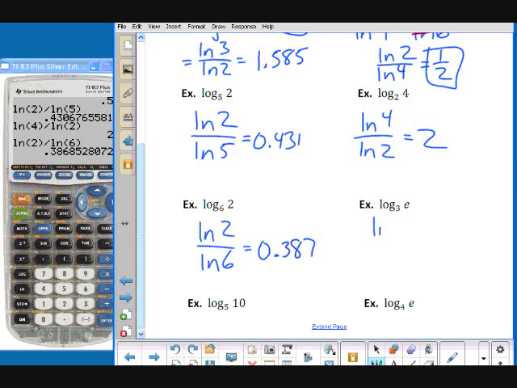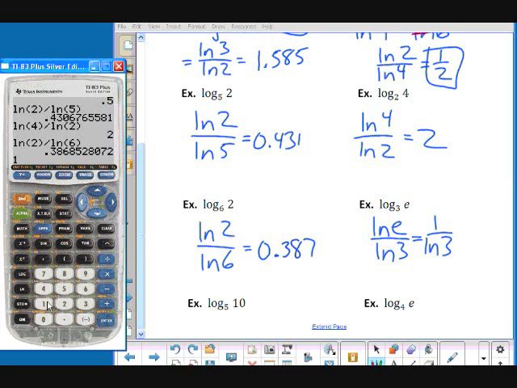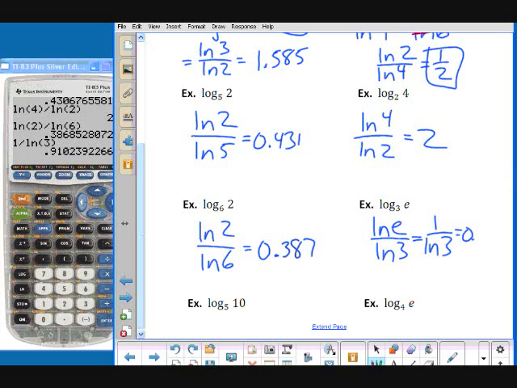This one, natural log of e over the natural log of 3. And I can simplify that a little bit by hand. Natural log of e, well, that's just 1. So I've got 1 divided by the natural log of 3. So 1 divided by the natural log of 3. 0.910.